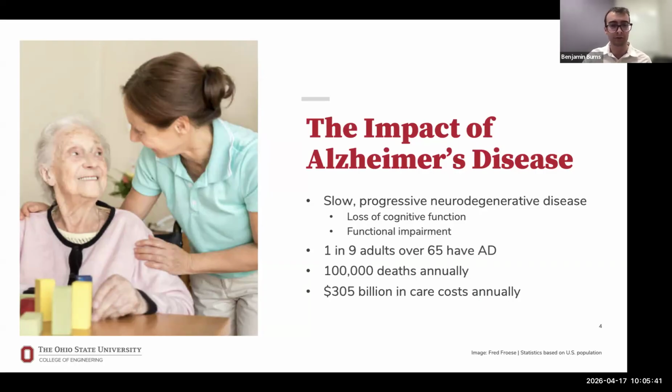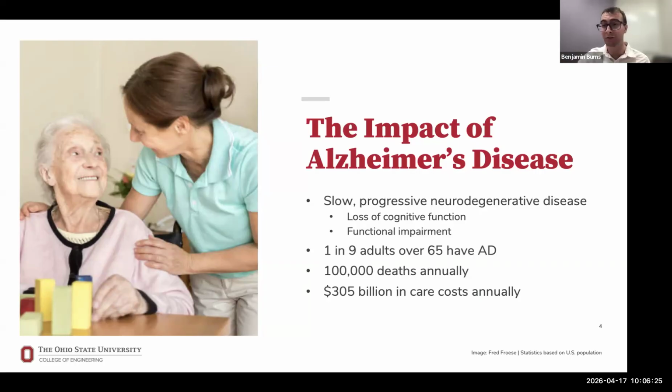If you don't know what Alzheimer's disease is, it's a slow, progressive neurodegenerative disease that over time results in a loss of cognitive function and eventual cognitive impairment as well. Surprisingly, 1 in 9 adults in the US over the age of 65 have Alzheimer's disease, and it's estimated to cause 100,000 deaths annually and over $300 billion in annual care costs in the United States. So there's not only a very high health burden related to Alzheimer's disease, but also a very large economic burden as well. And unfortunately, there's no currently known cure for Alzheimer's disease.